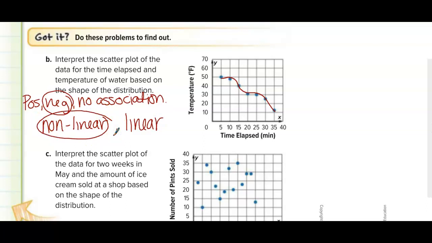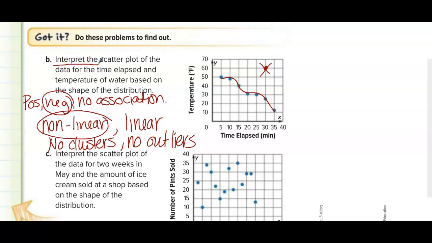And then we have to identify some clusters. There's not really a group that are all together, so I would say no clusters. And then I need to see if there's any outliers, and there's not really any outliers. You would consider an outlier if you had something up there, but we don't, so we would say no outliers. And that is how we interpret the scatter plot.